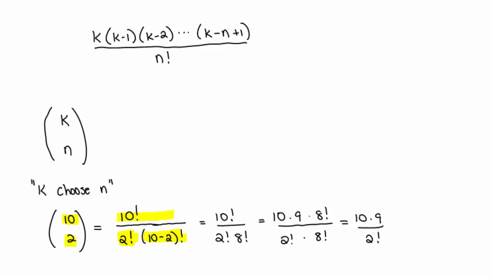I'm going to start at 10, and I'll go down 2 steps and add 1 back, basically. Let me showcase the idea. I'll go down from 10 all the way to 8, but add 1 back, so I'm actually at 9. And then I'll divide by that 2 factorial.